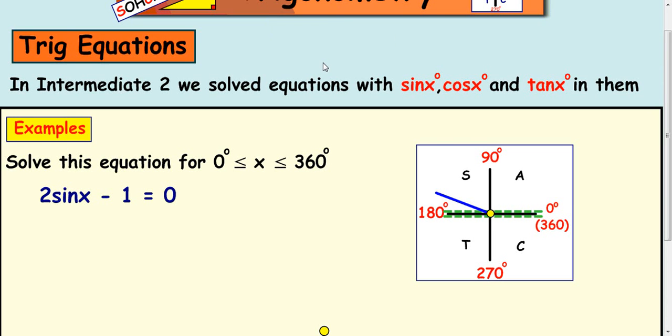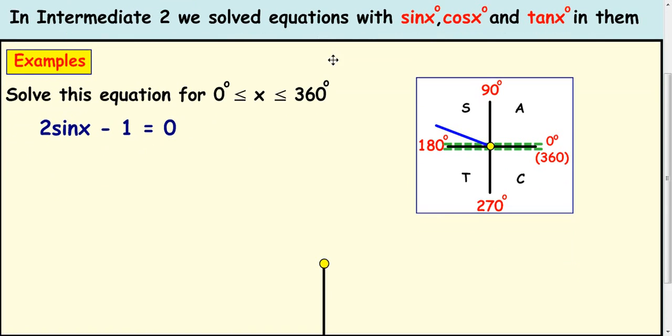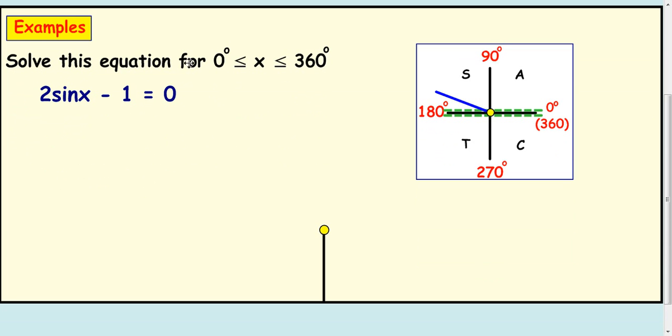Okay, in this first lesson in trig equations, we're going to look at trig equations we did in Intermediate 2 or National 5. So the question says, solve this equation for 0 degrees is less than or equal to x is less than or equal to 360. So give answers between 0 and 360 to this equation, values of x we're looking for. In a sine wave, there will be two answers to this because of the symmetry of the graph. So we're looking for two answers that give 2 sine x take away 1 equal to 0.